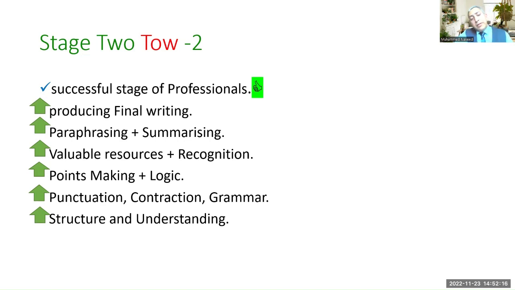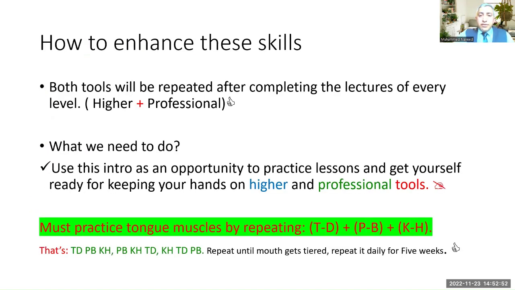Similarly, after this point, move up towards points making and logic. Valuable resources and recognition, for example, credible material, credible professional or credible person. Paraphrasing, summarizing, that's similar to study skills. Producing final writing. So this will help you to get to the professional level. Right, move forward, how to enhance these skills.